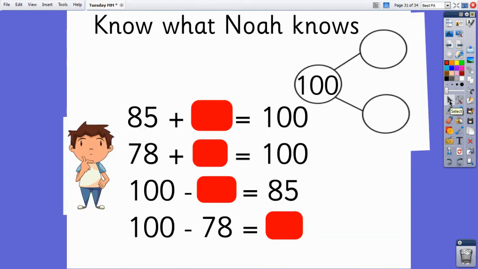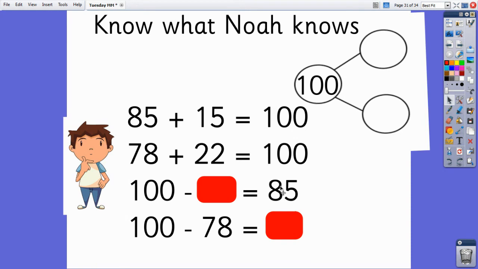Know what Noah knows. Could you please pause the video and complete the equations of your number bonds to 100? Let's check our answer. 85 add 15 is equal to 100. 78 add 22 is equal to 100.